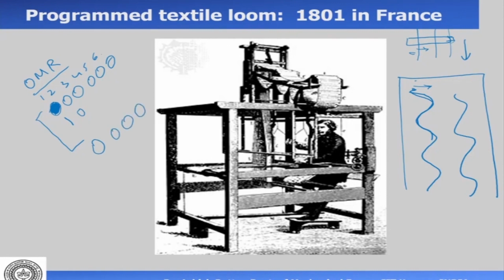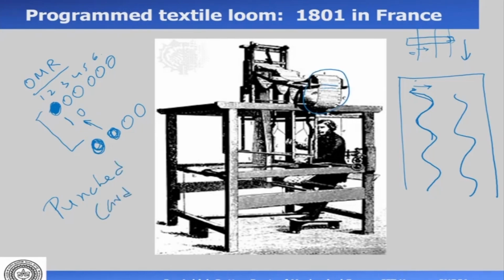So wherever it is supposed to be black, there is a hole which is punched. And in another case, if there is no hole, there is no hole which is punched. Essentially, it is again a 0 and a 1. So a punch card is the earliest way in which a program could be written. And this is a punch card which is shown here.